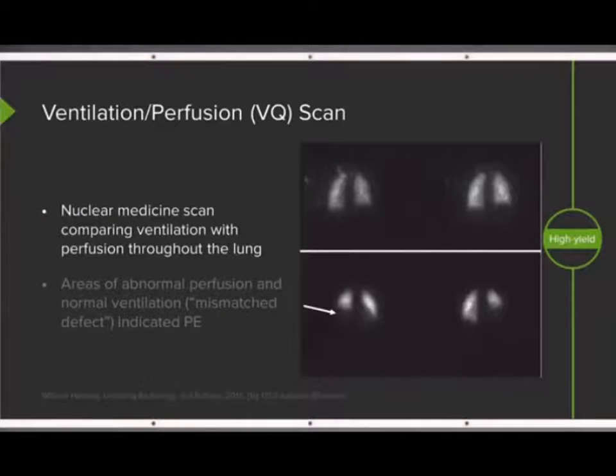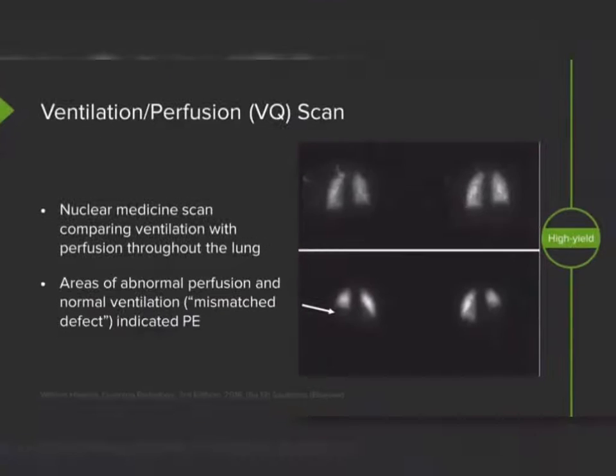But if a patient can't have contrast, if the patient again has renal failure or has a contrast allergy, an alternative is a ventilation perfusion scan or a VQ scan. And this is a type of nuclear medicine scan that compares the ventilation and perfusion images throughout the lungs, and it shows you areas of abnormal perfusion or mismatch.